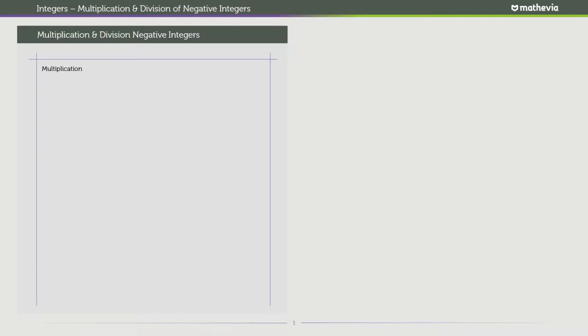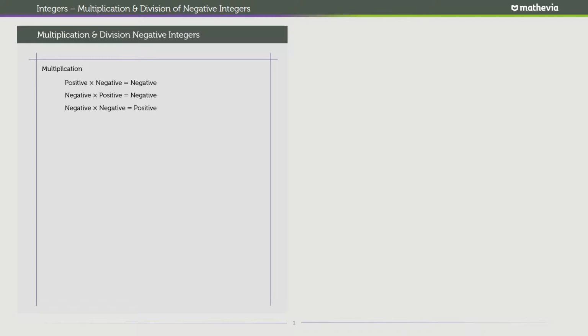When you're multiplying a positive and a positive integer, you end up with a positive integer. But if you're multiplying a positive and a negative integer, you end up with a negative number. You multiply the numbers as you would, but then you need to be mindful of the signs. If you multiply positive by negative, you end up with negative. If you multiply negative by positive, pretty much the same thing, you end up with negative. And if you multiply negative by negative, you end up with positive.